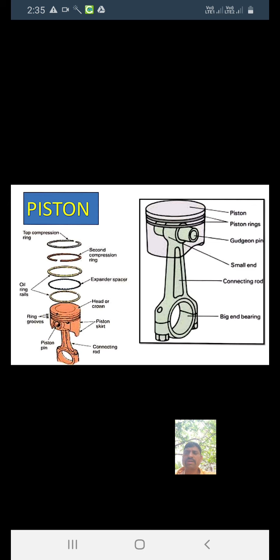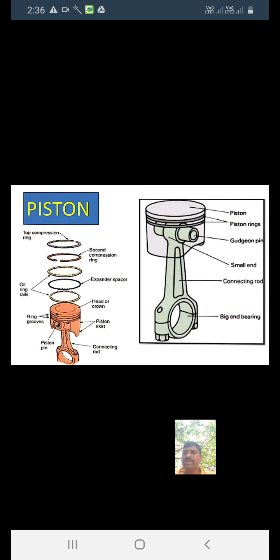We'll see the details one by one. Piston pin or gudgeon pin. It connects the piston to the connecting rod. This is the main part of the piston.